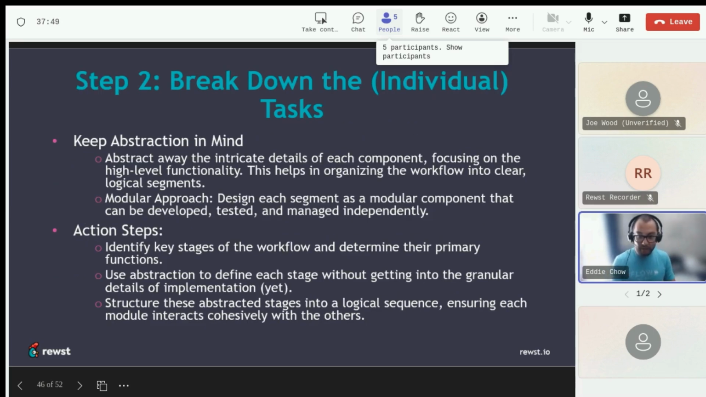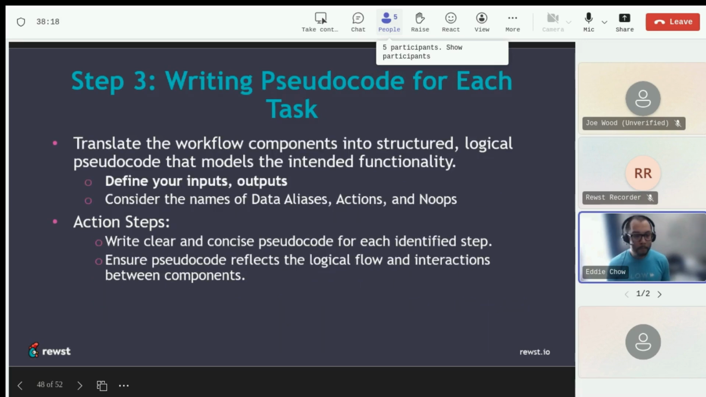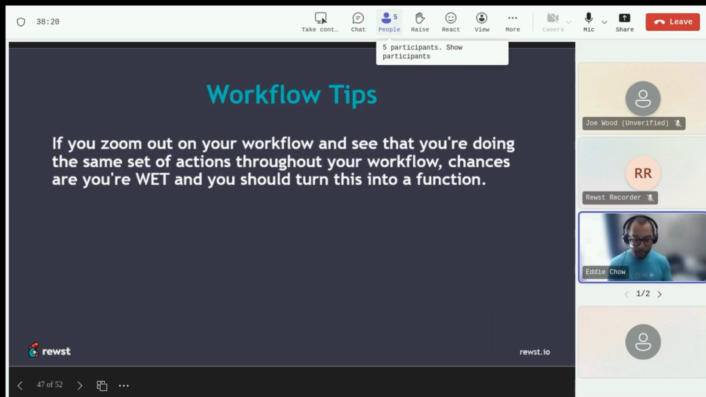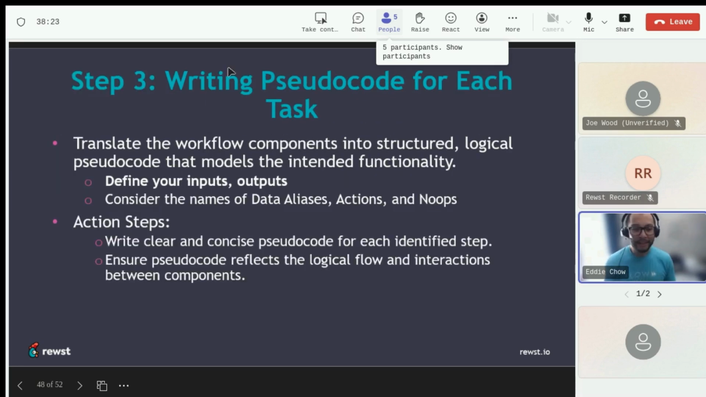From there, breaking down each of our tasks, right? What are the individual actions that we need to keep in mind as we are going through the goal? And as we identify those actions, we want to ask ourselves, can we make this a sub workflow? Is this something that we might use again and again throughout our automation journey? So breaking down each individual task, right?